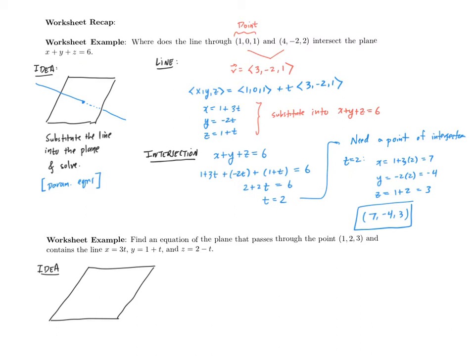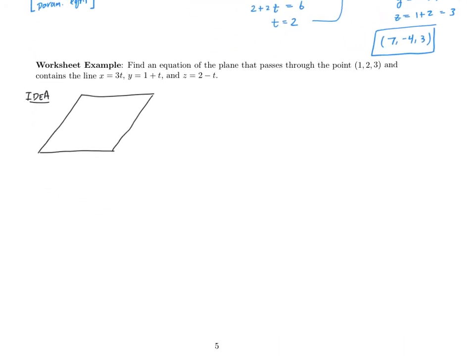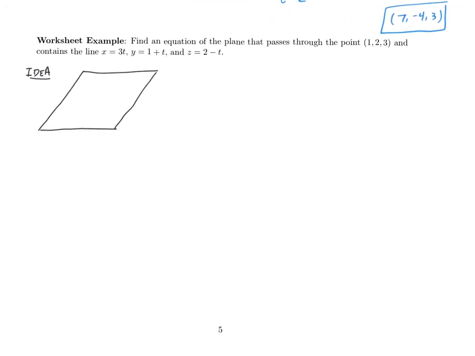Okay, so I'd like to look at one more example coming from our worksheet, and I believe this is problem number 4. And once again, to start off with, let's just think of the idea. We want to find an equation of the plane that passes through a point that we know, so we're thinking (1, 2, 3). I'm not going to try to be overly specific. I'll just say P naught is a point we know, and it contains some line. So let's let L be some line on the plane.